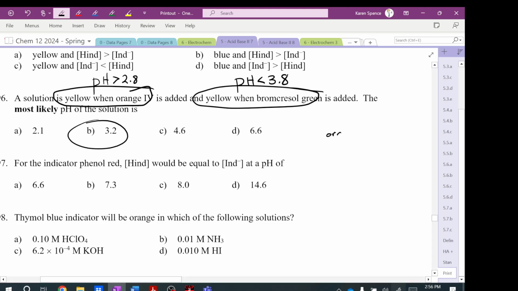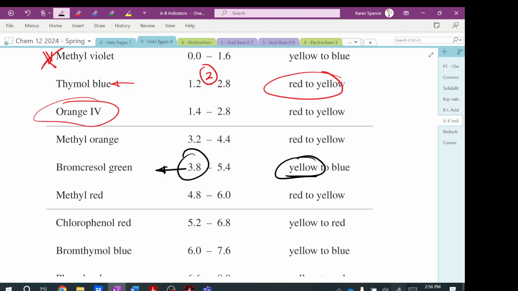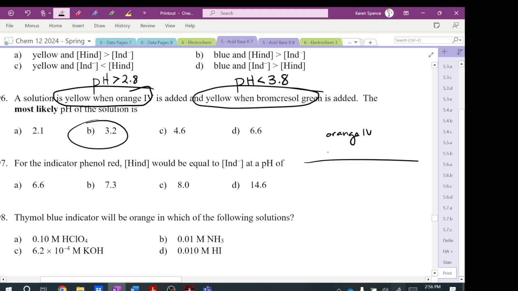Orange 4 is going to be 1.4 to 2.8, red to yellow. Okay, 1.4 to 2.8, red to yellow. Orange 4 is red, it is yellow, and it is orange. Okay? So in order for Orange 4 to be yellow, we have to be higher than 2.8.